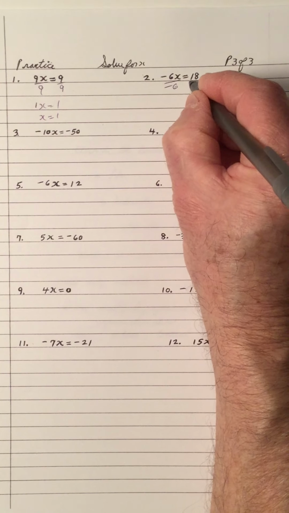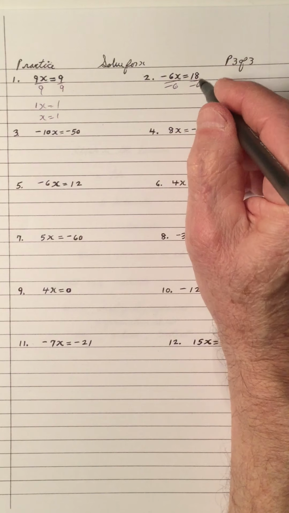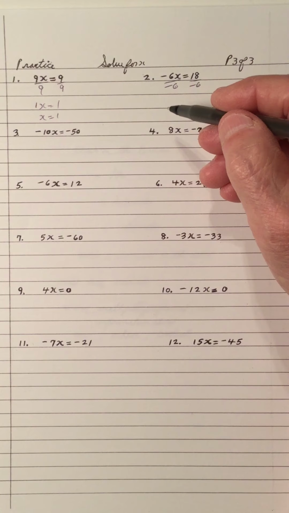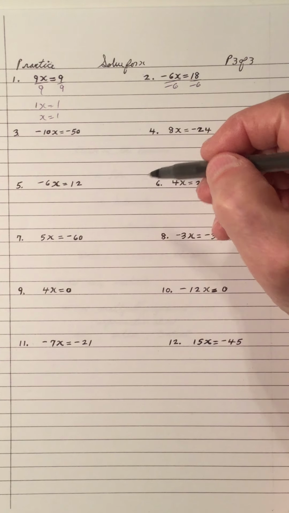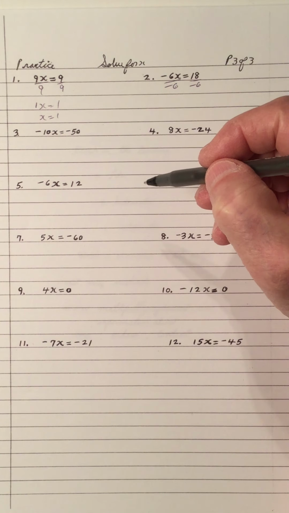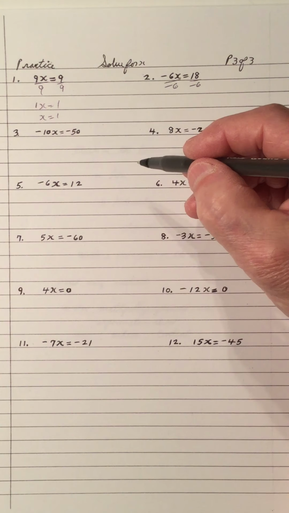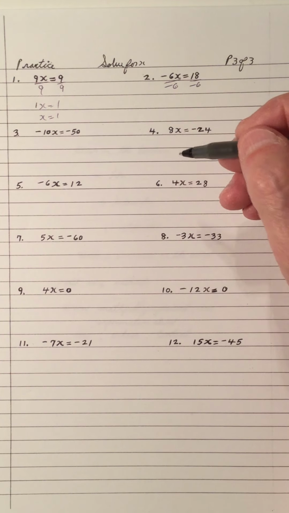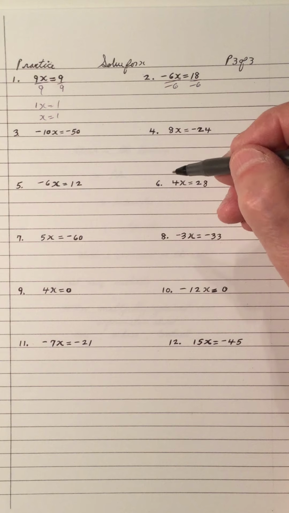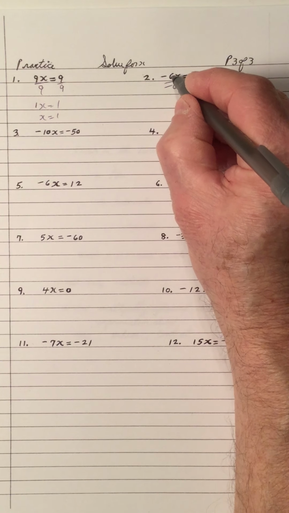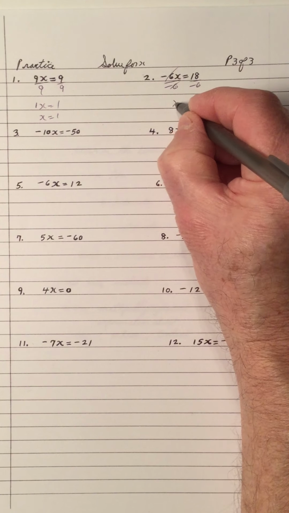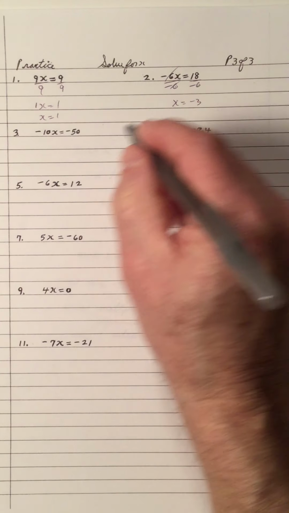Divide by negative 6. Remember the name of the game, or I call it a game, is to solve for x. So x is on the left side, the number is on the right side. So we need x by itself. In other words, we need 1x. So negative 6 divided by negative 6 cancels out. We get x equals negative 3.